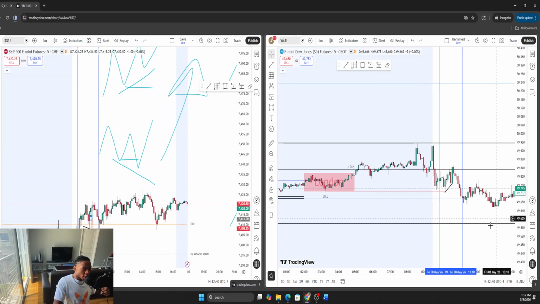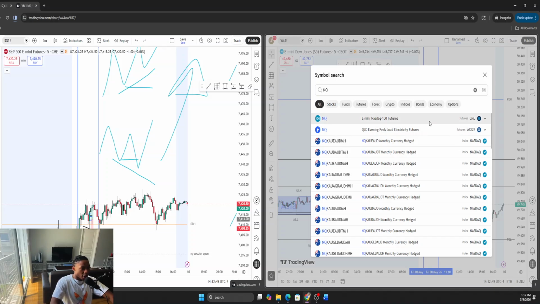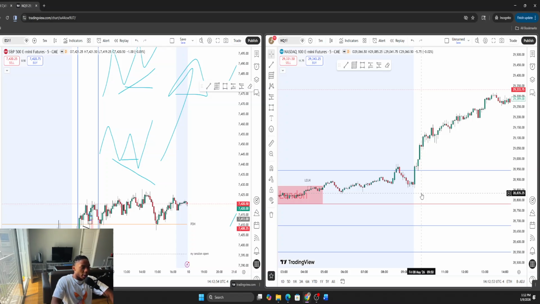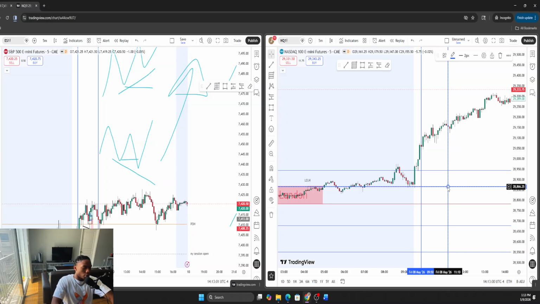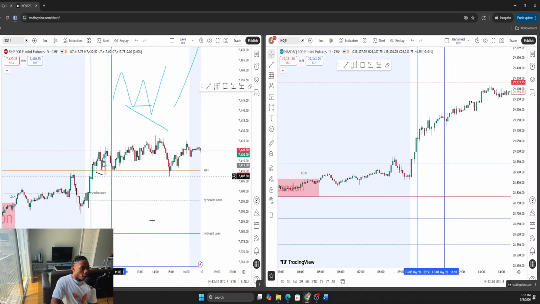Now we no longer need YM because we've already found our direction using its sweeping liquidity as well as an SMT. Then let's go back to our NQ chart, which is where we take trades. We only take trades on NQ. We need to correlate what we're seeing on ES and YM to our NQ chart, where we're actually going to take the trade from. So we know we have a direction already, which is buys.